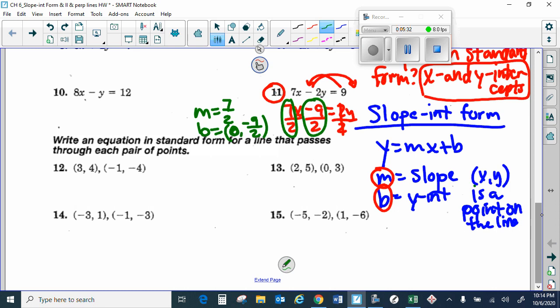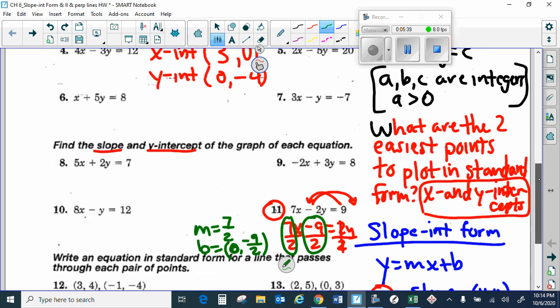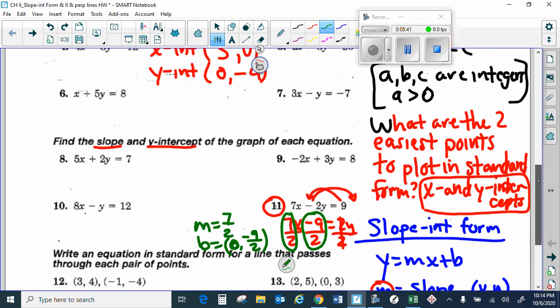All right, write an equation in standard form. So we already know what standard form is from right up here. Ax plus by equals c. A, b, and c are integers, and a has to be greater than 0.